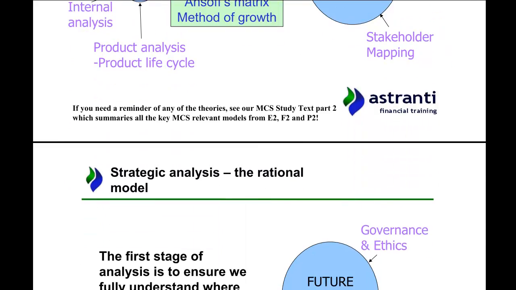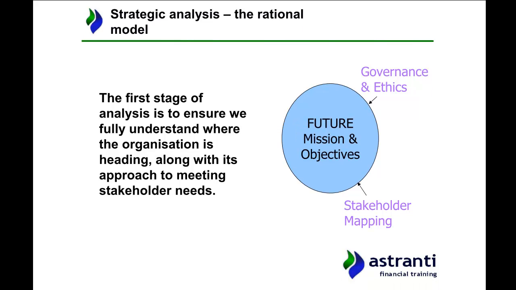So we'll start by looking at where we want to be. Where does ABC want to be? And we'll do this by looking at models such as the governance model and ethics model, and also stakeholder mapping.